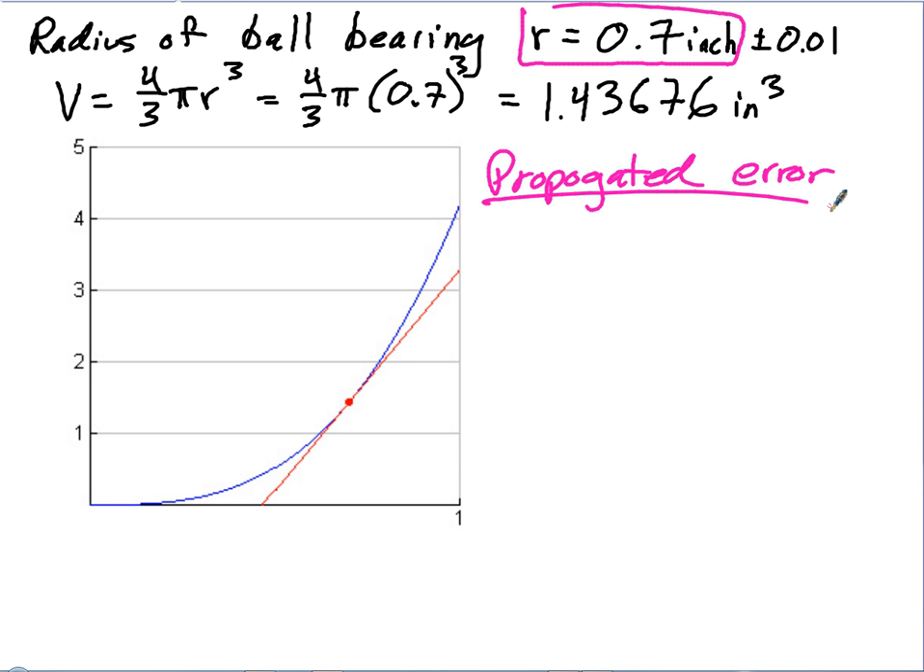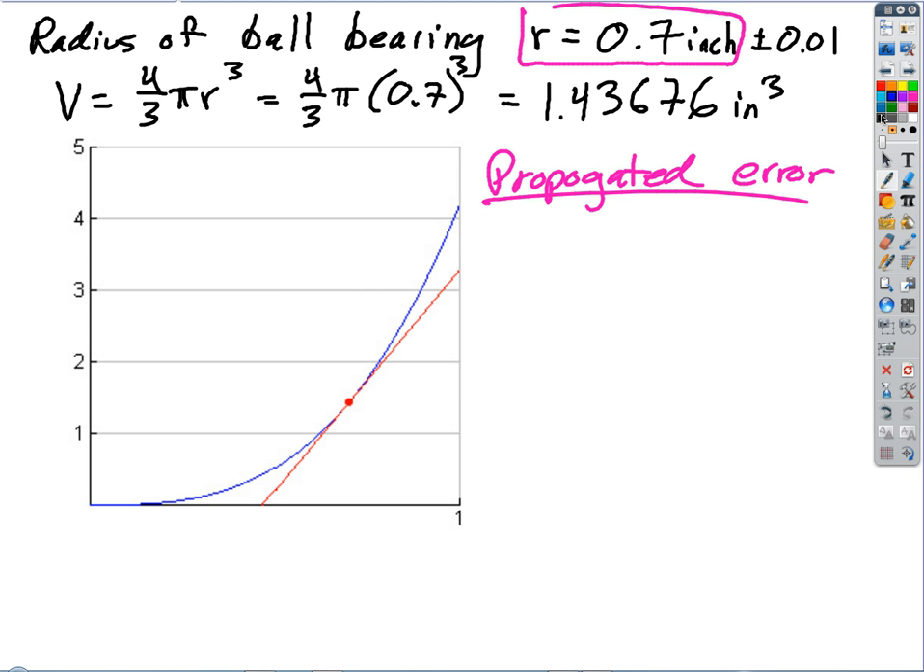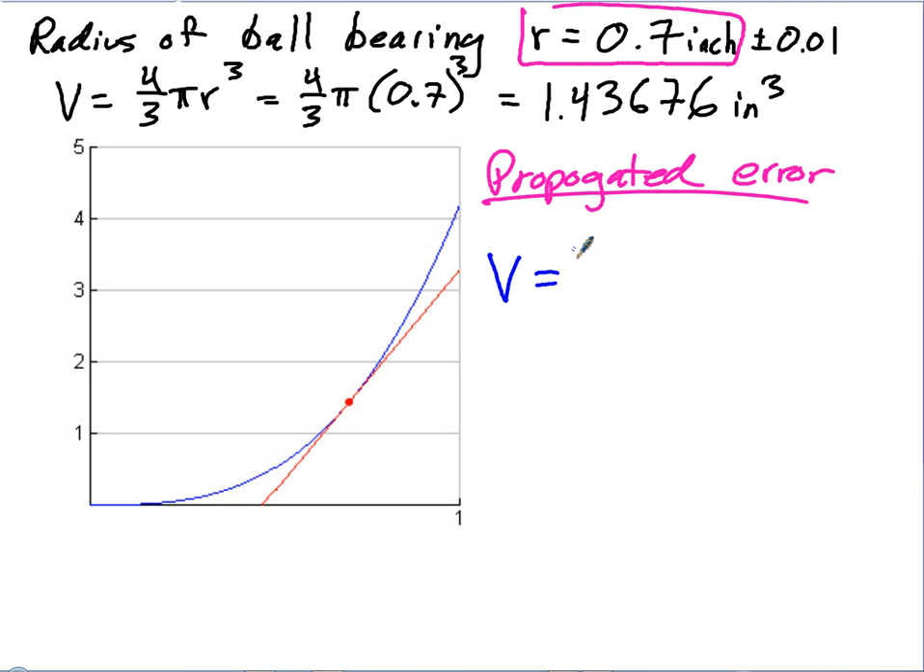Now we could calculate it exactly, but let's use this idea of a differential. If we've got this volume formula up here, we want to estimate the actual change in volume due to the error. We'll estimate with our differential dV. The only difference here is we've got V's instead of F's and R's instead of X's. But what is our differential dV going to look like here, do you suppose?